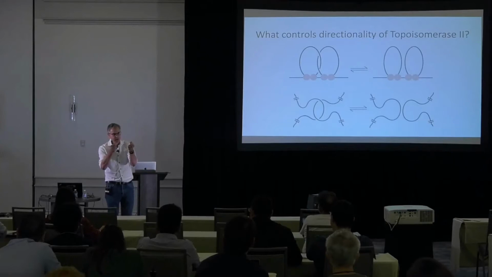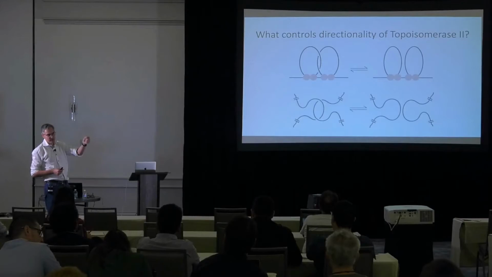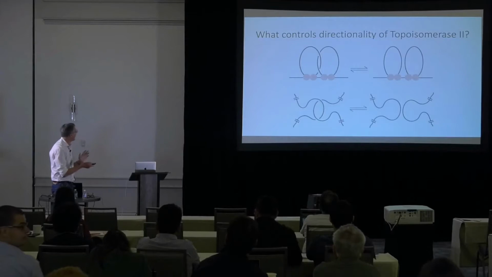It has no knowledge of the more global conformation of the polymer. It doesn't know when it makes a strand passage whether it would entangle or disentangle, or catenate or decatenate the chromosomes. So how does it work?